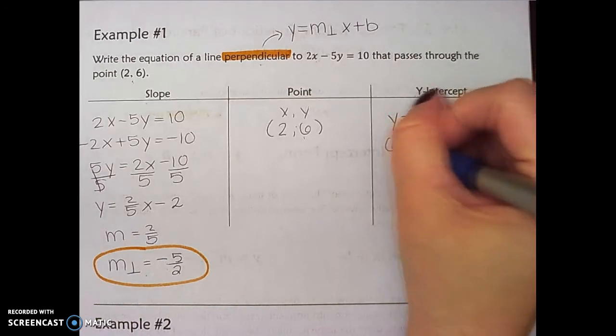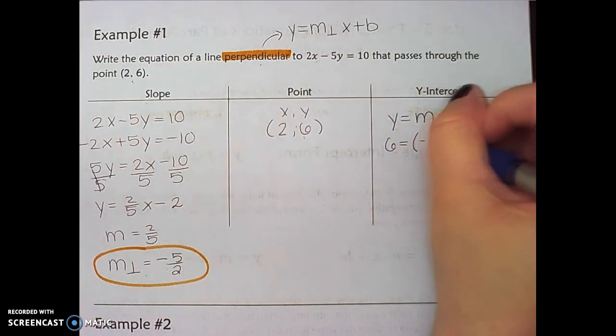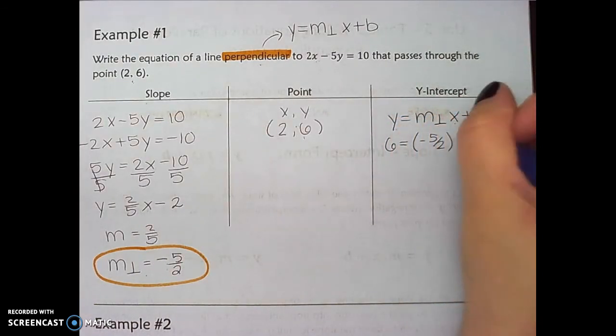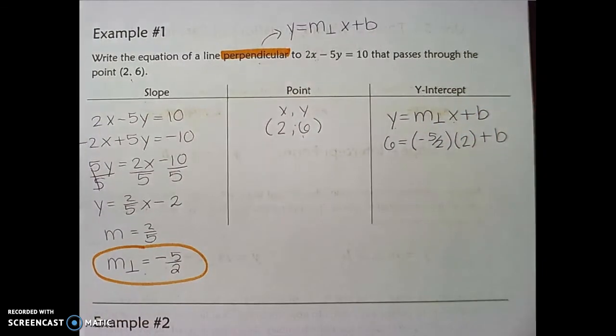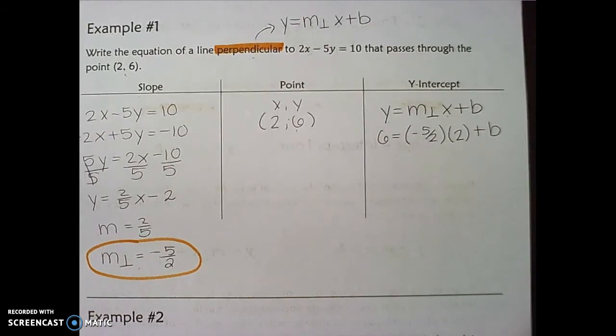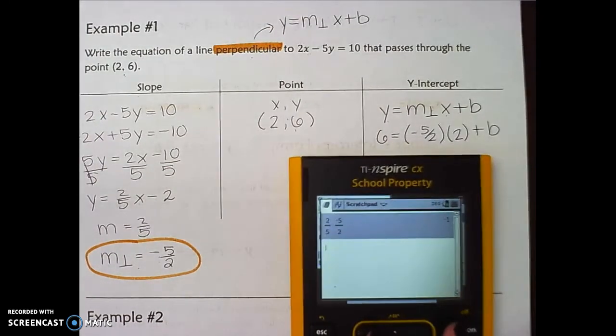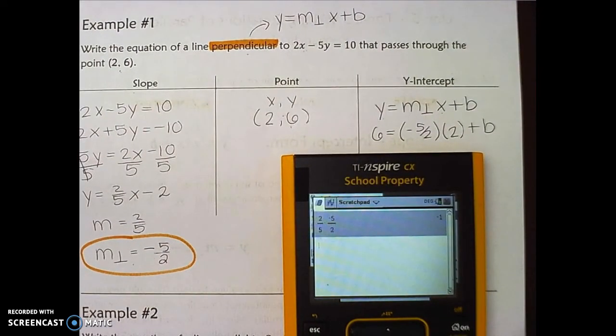So y is 6. My perpendicular slope is negative 5 over 2. X is 2. And then I'm going to bring down the plus b. Now I don't want to solve this by hand. I want to go ahead and go to my calculator and use nsolve.